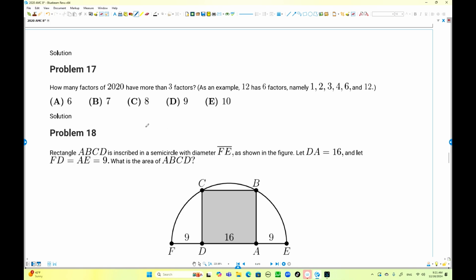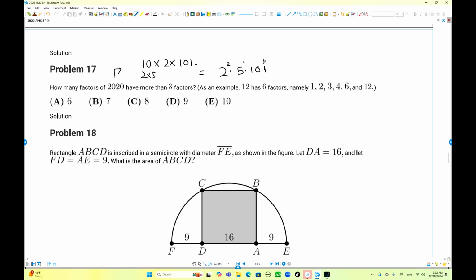How many factors of 2020 have more than 3 factors? Okay. So for 2020, when you find the prime factorization, 10 times 202 is what? 2 times 101, right? This is also 2 times 5. But actually this is what? 2 squared times 5 times 101. That's the prime factorization, okay?